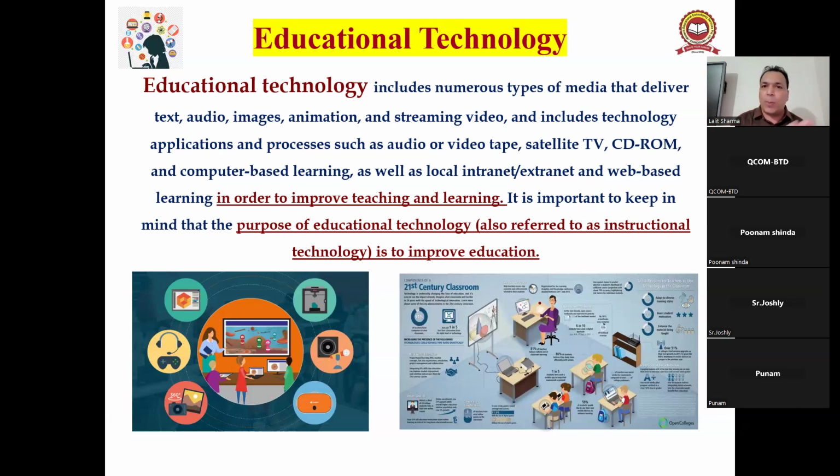There are problems in the curriculum, problems in the teacher, problems in the student, problems in the subject. There are a lot of problems, right? Sometimes students are far away, right? So educational technology includes numerous types of technologies, like text, audio, video, images, and streaming video.